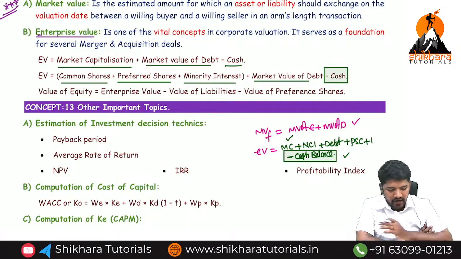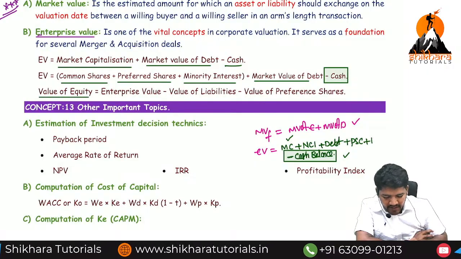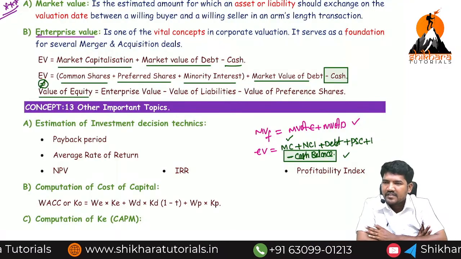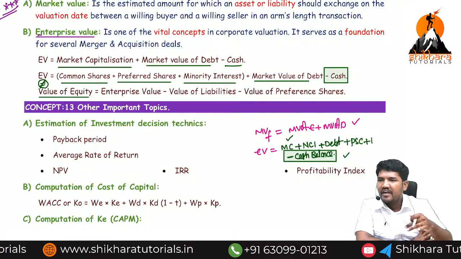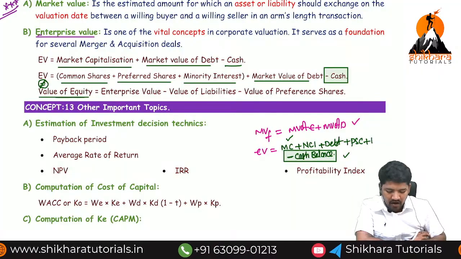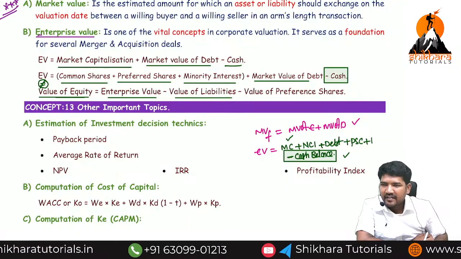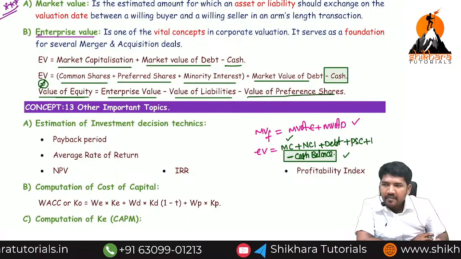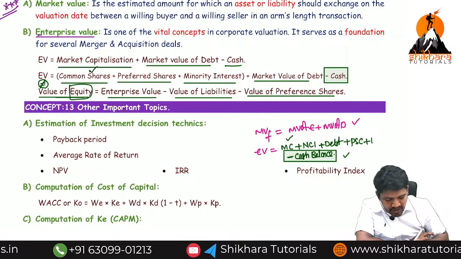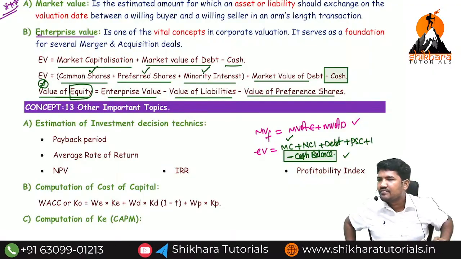Clear? Now, value of equity. So it means I understand one thing. Equity value is different. Market value of equity is different. Yes or no? Why? Because it includes debt value, preference share value, etc. But I want only the market value of equity. So enterprise value minus value of liabilities, that is nothing but debt, minus value of preference share capital. So you will get what, sir? Equity. It means common shares, preferred shares, minority interest. All three are known as equity.